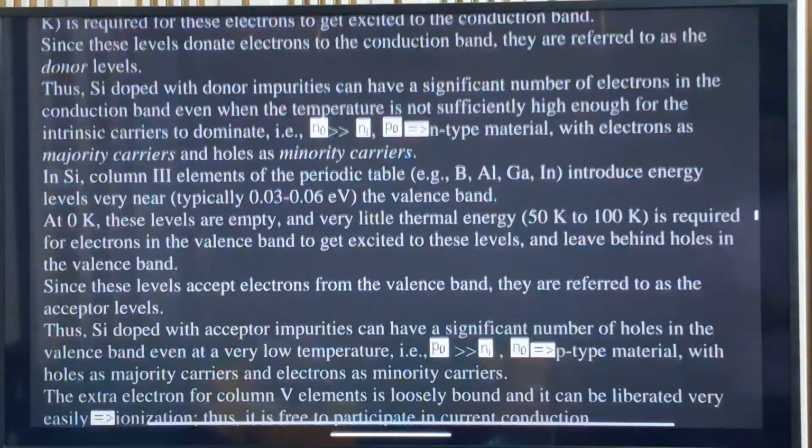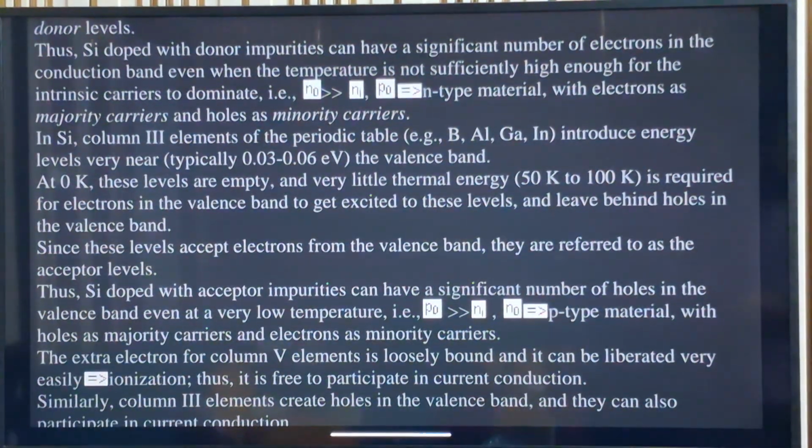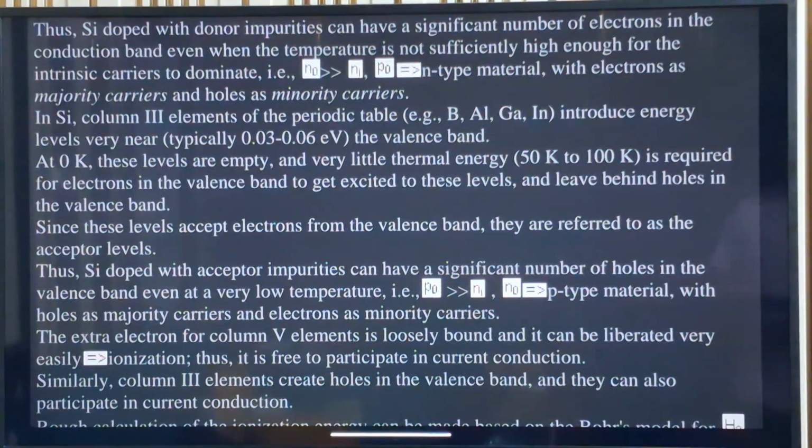Thus, silicon doped with donor impurities can have a significant number of electrons in the conduction band, even when the temperature is not high enough for the intrinsic carriers to dominate. Now, N naught, the number of electrons, is much greater than Ni, the intrinsic carrier concentration, and P naught, the concentration of holes, which means that it is an N-type material with electrons as majority carriers and holes as minority carriers. There is a very important and clear distinction here that needs to be made.